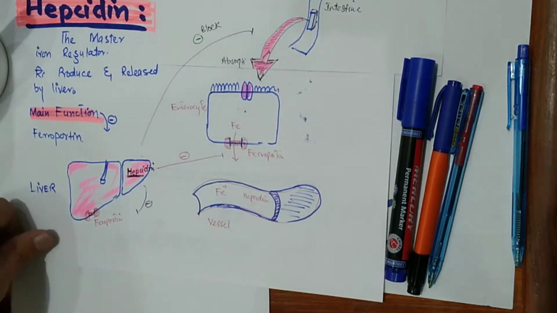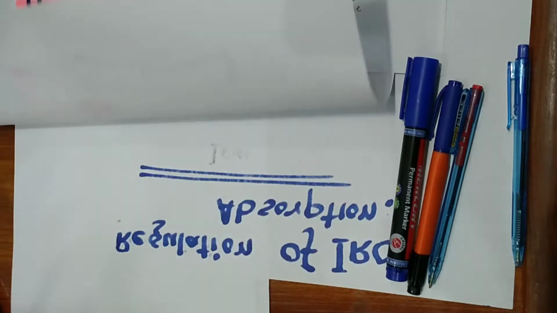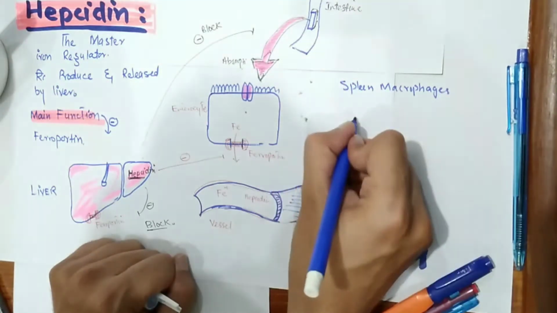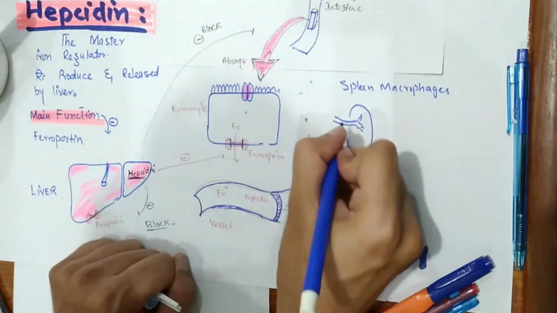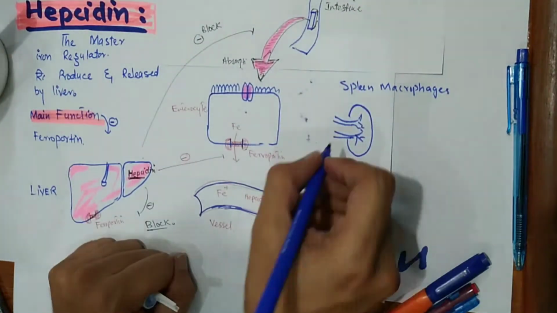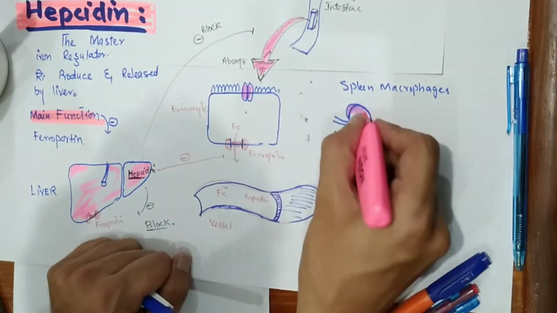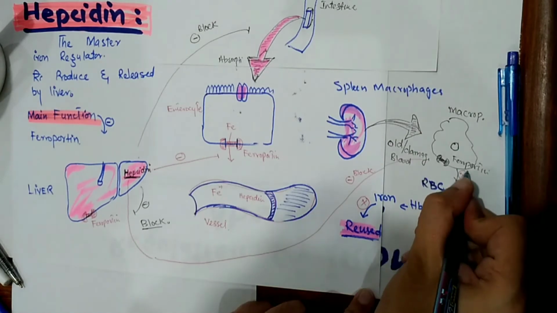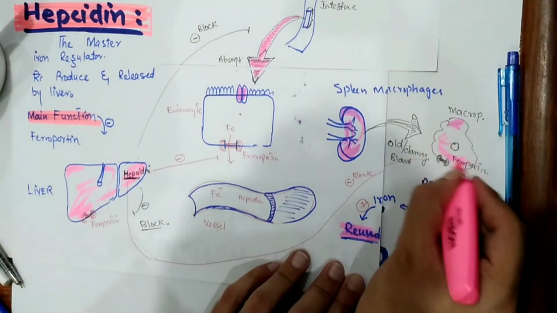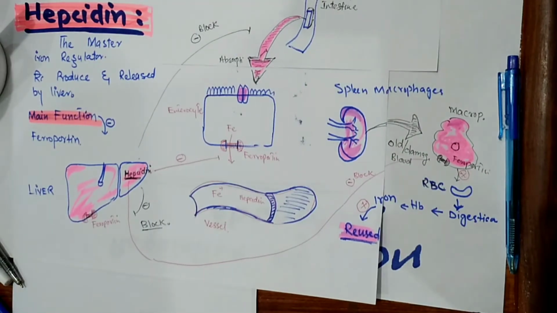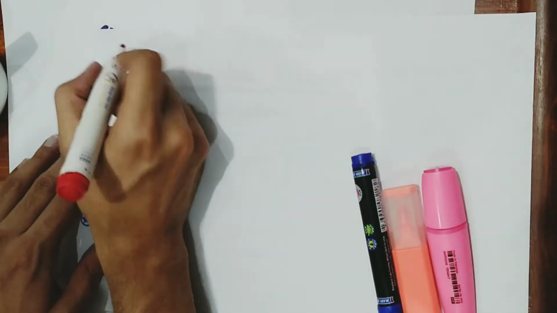Hepcidin can also block the release of iron from the liver. Spleen macrophages play an important role in the recycling of iron. The abnormal RBCs that circulate to the spleen are digested, and iron is released. The hepcidin from the liver blocks this release.